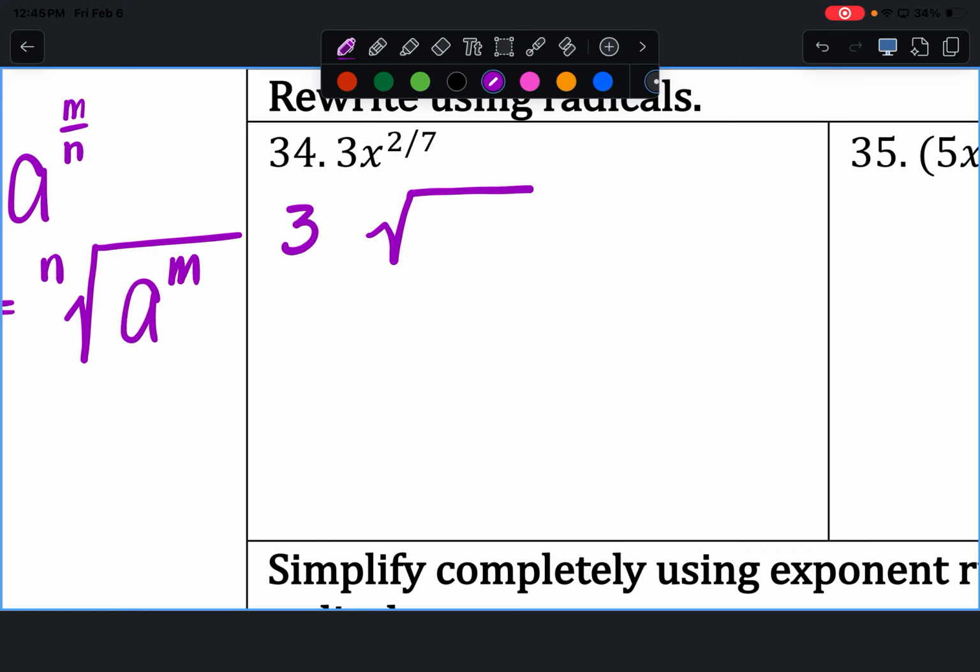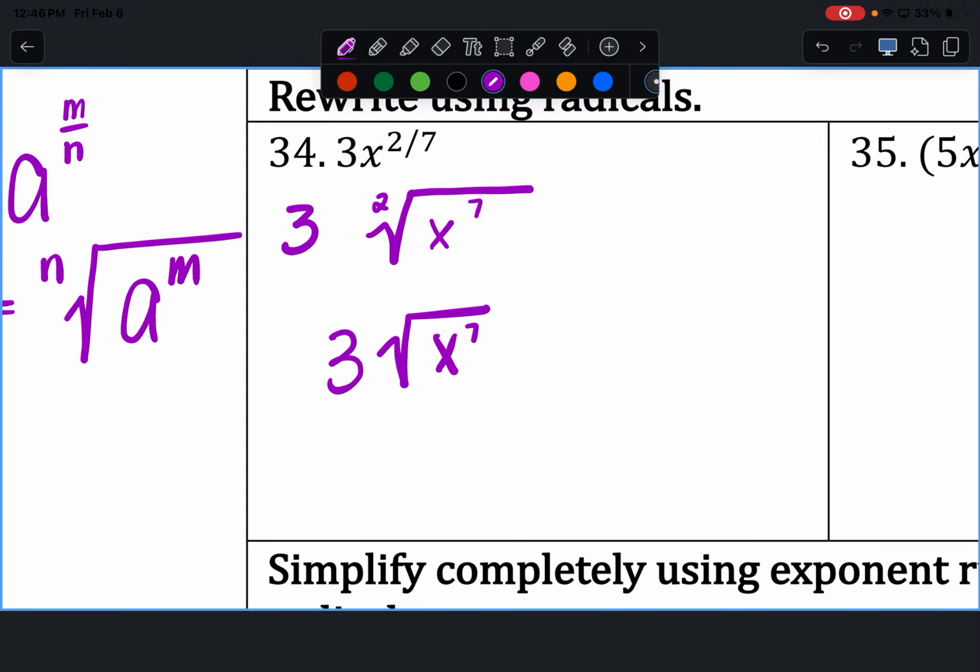And then I'm going to make my radical. What is the base of my radical going to be? X. What's the power? And what's the root? There we go. And would I have to put the root on that one? I could just write 3 times the square root of x to the 7th, because this is understood to be a 2 right there.